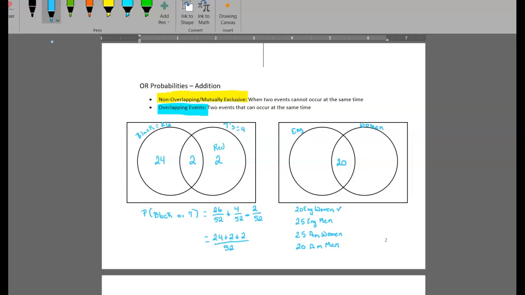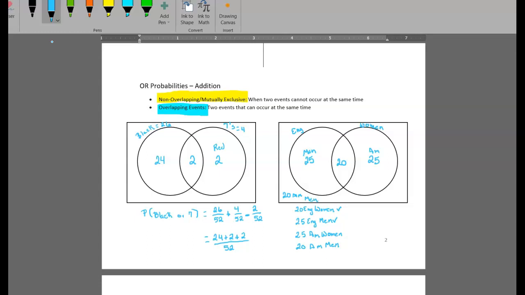Now I have 25 English men. So that means I have 25. These are my English men. And then I have 25 American women. So this is the women. So they're not English, so we're making these our American women. So these are the American women. And these are the English men. And then we have 20 American men, so we don't have any place to put them. So we're going to put them over here on the outside. So these are the American men.